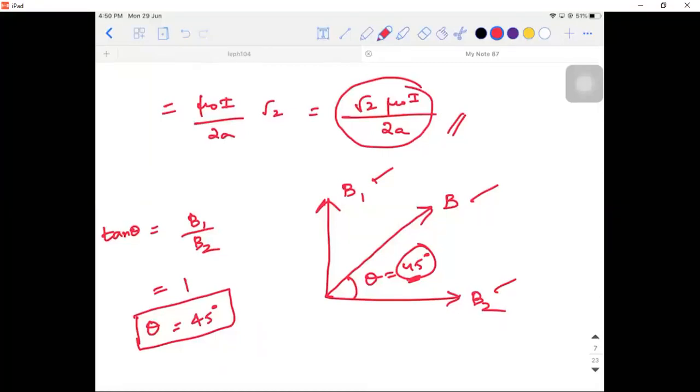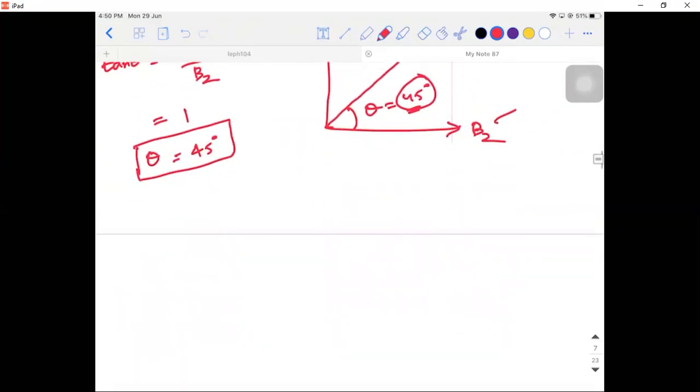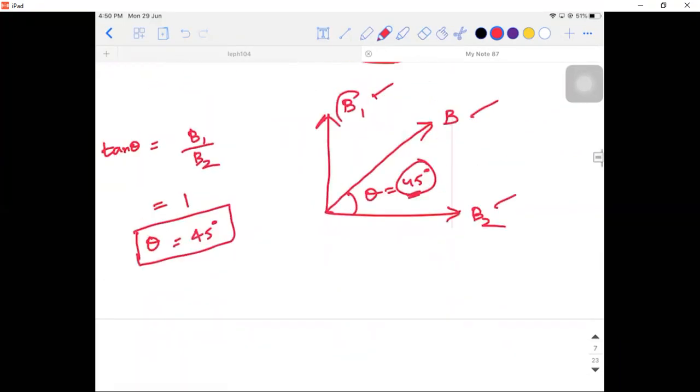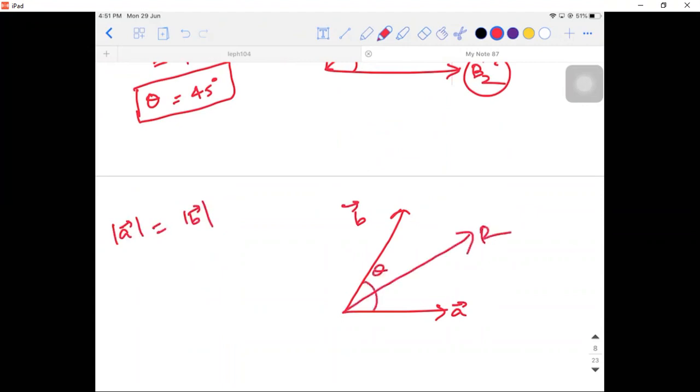Is it clear? Sir, can you explain the direction? Direction is very simple. If B1 and B2 have the same magnitude, keep this theory in your mind. There are A vector and B vector of the same magnitude. If the magnitude of A vector is equal to the magnitude of B vector, then the resultant will be an angular bisector. Means if the angle between A vector and B vector is theta, then this will be theta by 2. This will also be theta by 2. That's what I'm trying to say.